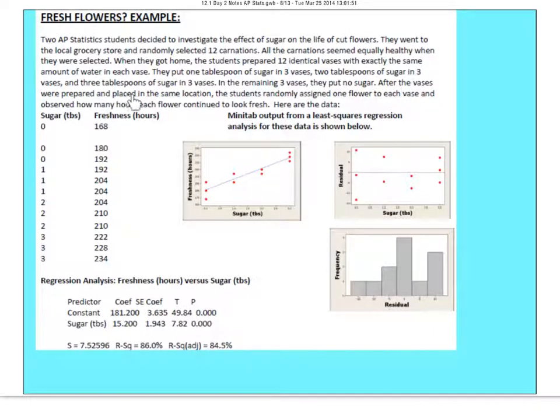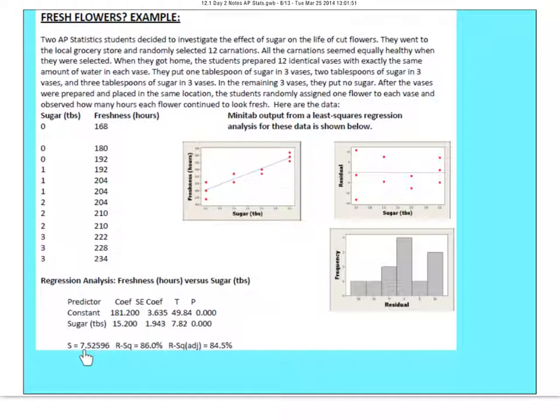After the vases were prepared and placed in the same location, the students randomly assigned 1 flower to each vase and observed how many hours the flower stayed fresh. We've seen this data before, so hopefully it rings a bell. This right here is a scatter plot of the tablespoons of sugar and how long the flowers lasted in terms of hours. Here's our residual plot, and here's the frequency histogram of our residuals. The computer output from their analysis shows us this.